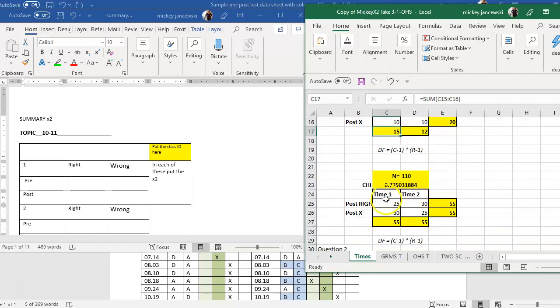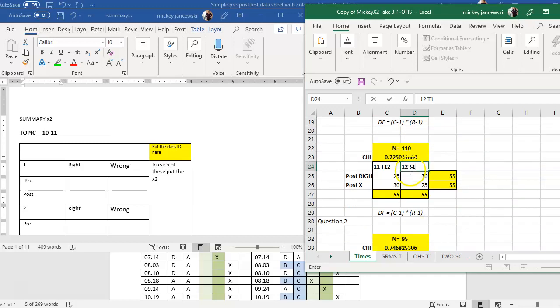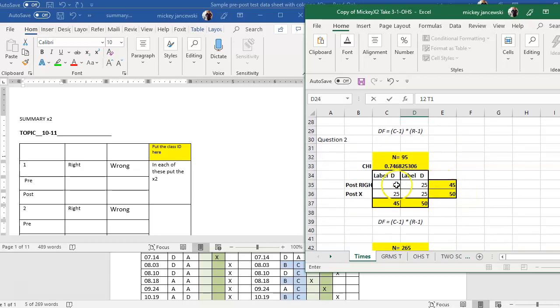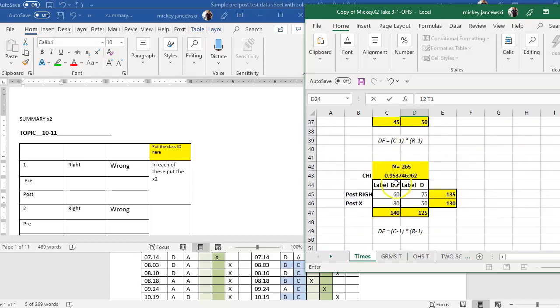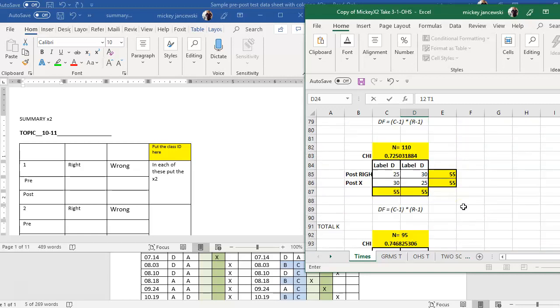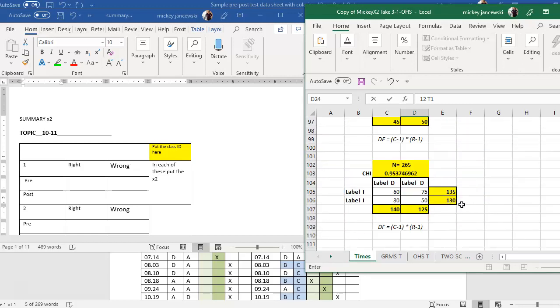And then for question 1, you would have 11 to 12. That's not going to work. And 12 to 1, and you would put those numbers in. You will have only the post, right, and wrong. So that gives you question 1 for all 3 time periods. You then would come down to question 2. You put the same time periods in as above. You can fill those in. Change all the numbers. Then you have question 3. Then you have total knowledge and attitude. And that gets you through the times.